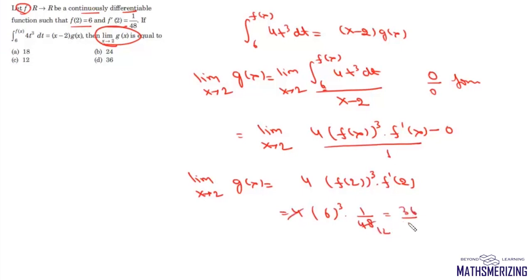This is 36 by 2, and this is 18. So the value of this limit is 18, and that's your option A. Now here the question is: limit n tends to infinity, n square times the integral from minus 1 by n to 1 by n of (2006 sin x plus 2007 cos x) into mod x dx.